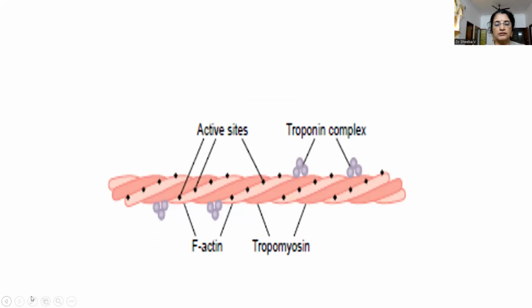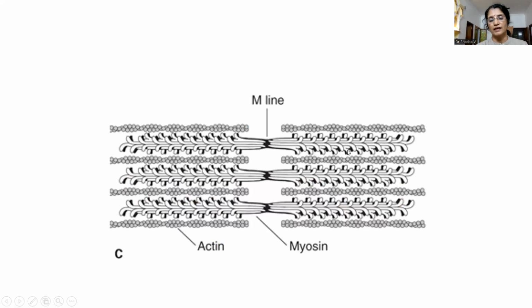You can see here the active sites, the black dots. And this dark colored area is the tropomyosin, which inhibits the active sites of the actin during the resting period. The tropomyosin inhibits the active sites, and there is the troponin. Here you can see the myosin cross bridges projecting from the myosin filaments on all sides at a 106-degree angle, and the myosin is surrounded by the actin filaments. Keep this in your memory to study the mechanism of skeletal muscle contraction.